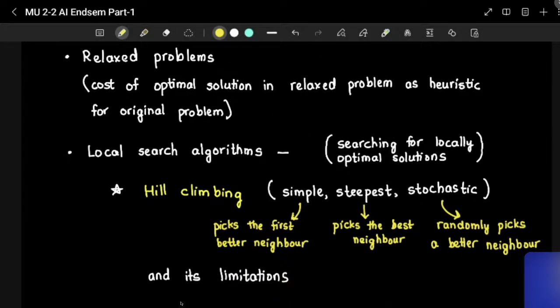Then okay, further you have relaxed problems. Basically, you drop some constraints. If you drop some constraints in a problem, it becomes a relaxed problem. The context of a relaxed problem in AI is, if you're unable to solve a problem, what you're supposed to do is drop the constraints and then solve the problem, and whatever solution you get, use them as heuristics. That was the point here. The cost of the optimal solution in the relaxed problem can be used as a heuristic for the original problem. That was all about relaxed problems. The theory is there in the slides.